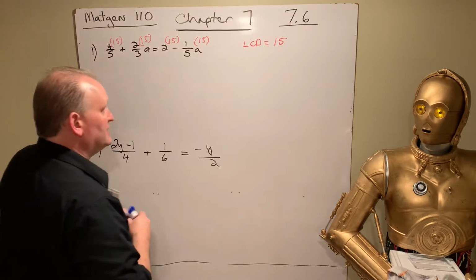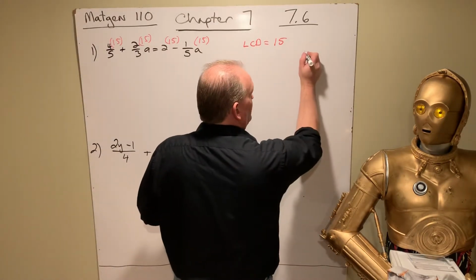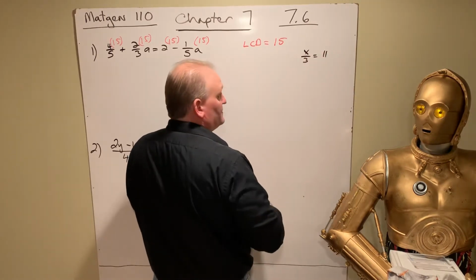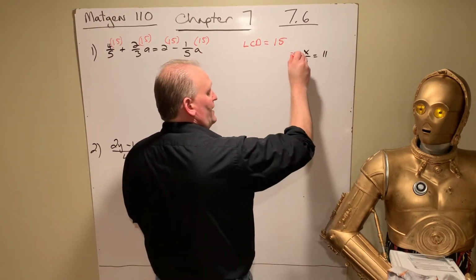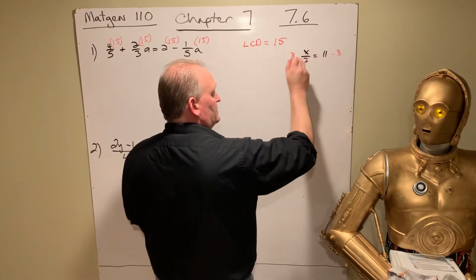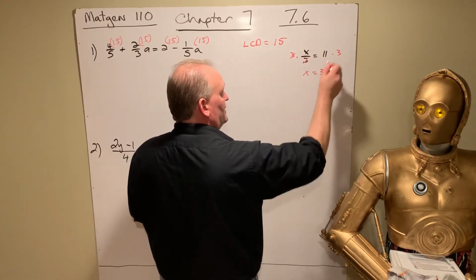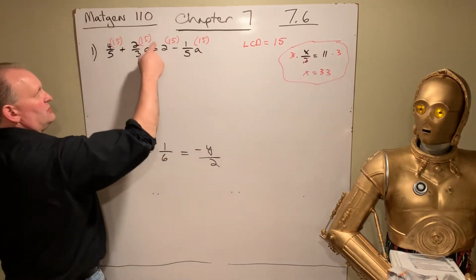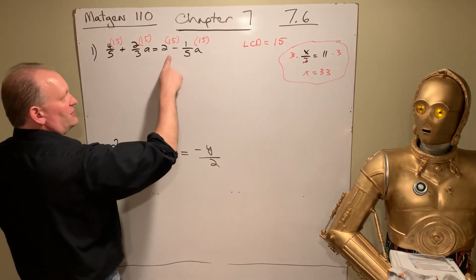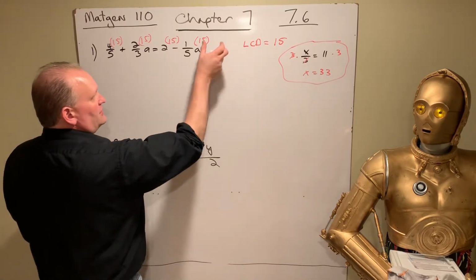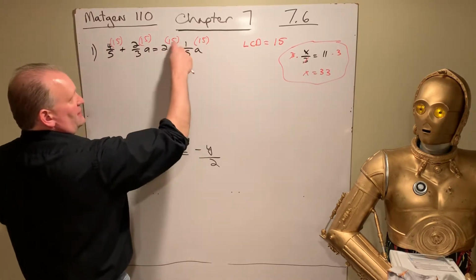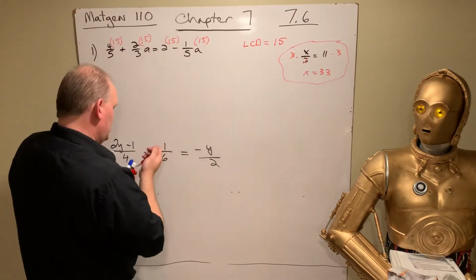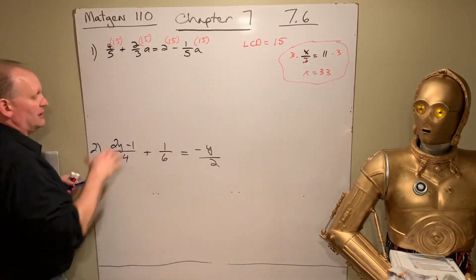I'll show you a small example from way back in the day. When we had x over 3 equal to 11, you multiplied both sides by 3 to solve that. Those 3's cancel, and you got x is equal to 33. Yay! That's what we're doing here. There are two terms on this side of the equation, and two terms on this side of the equation. So we're taking both sides times 15 and then doing the distributive property. I've kind of not written that down because it gets cluttered with a lot of work.